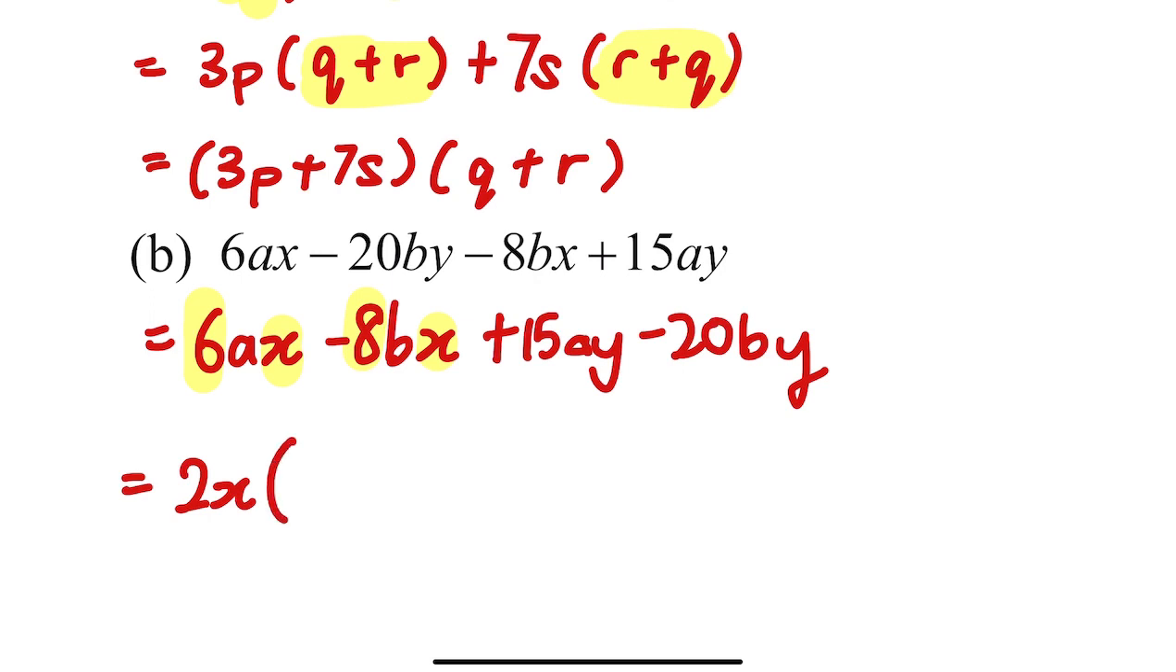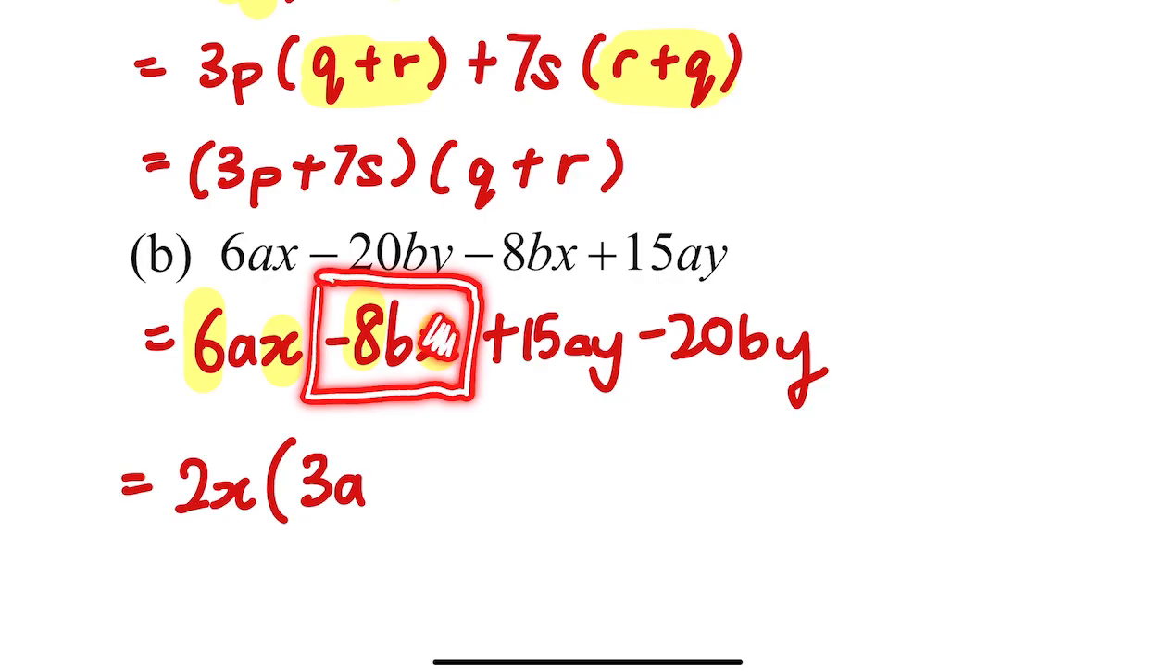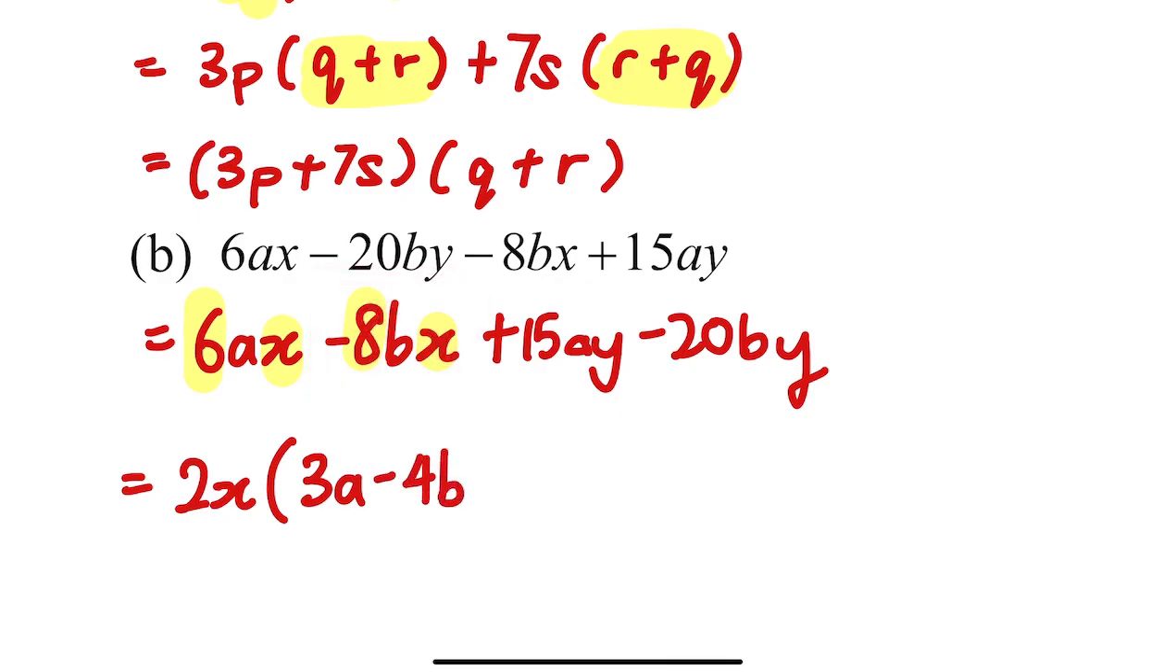Let's look at the first term. 6ax, I factorize out 2x, x will disappear. 6 here divided by 2, I'm left with 3. Okay, so the first term will become 3a. Now I look at the next term, negative 8bx. Factorize out x, and now 8, I factorize out 2, I'm left with 4. Okay, so this will become minus 4b.